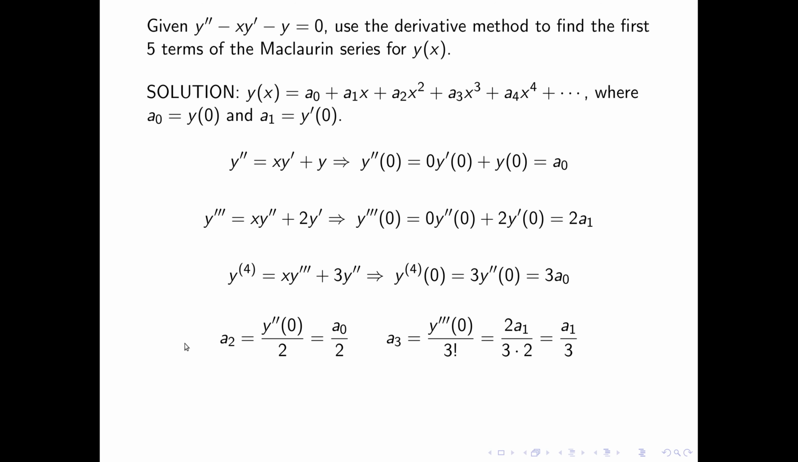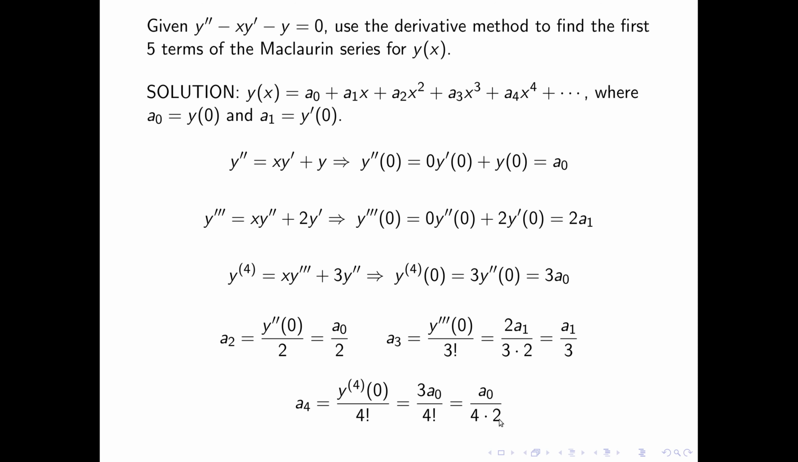And so now we look at A4. A4 is going to be the 4th derivative divided by 4 factorial. Okay, and so we found that the 4th derivative was 3 times A0, so I'm going to put that in at the numerator. And then the 3 in the numerator cancels with the 3 in the denominator from the factorial. And so that just leaves you with a 4 and a 2 in the denominator. Right, and so we end up with A0 over 4 times 2.